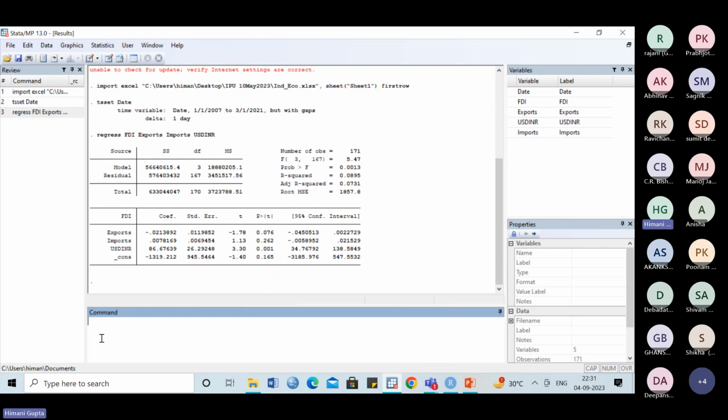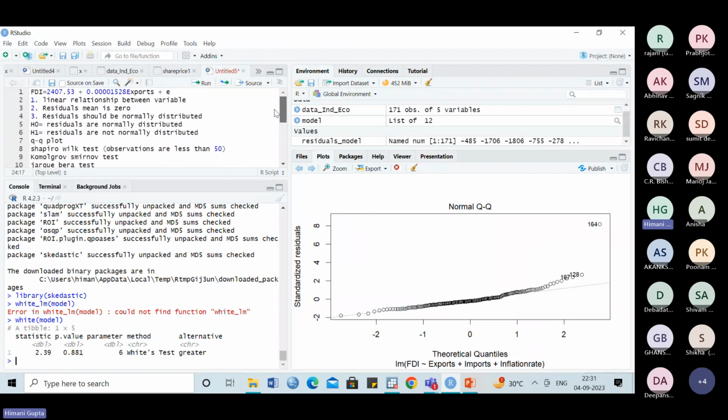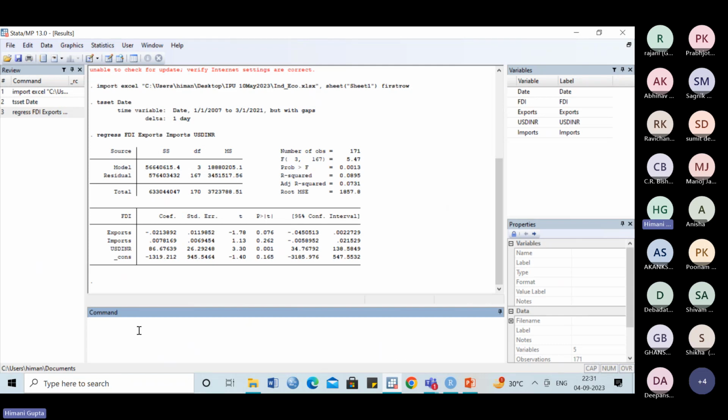Now, first of all, the first assumption that we are going to test is whether my residuals are normally distributed or not. So if you remember in R, what command we have used? We have used the QQ plot. If we see my R, the first is normally distributed. See over here, the residuals are normally distributed. I have used QQ plot, Shapiro-Wilk test, Kolmogorov-Smirnov test and Jarque-Bera test. Same tests we will be using in Stata also. So first of all, QQ test.